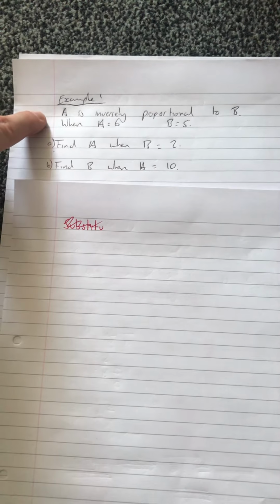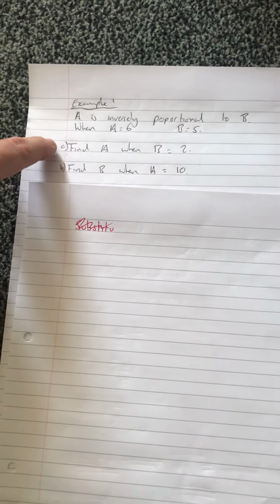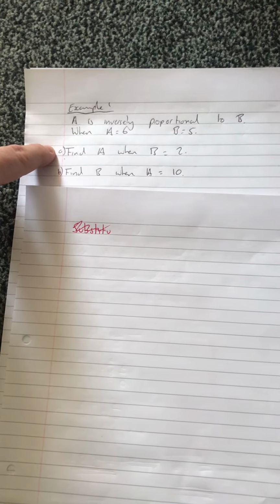So, A is inversely proportional to B. When A is 6, B is equal to 5. Now, you've had plenty of practice, guys, at creating an equation for a statement like that. Okay? You've just spent the past part of your day, or at least you should have done, having a go at these sorts of questions and creating equations from them. What we're now going to have to do is do part A and part B here, where we're asked to find A when B is equal to 2 and find B when A is equal to 10. So I'm going to reveal the solution and talk you through it.